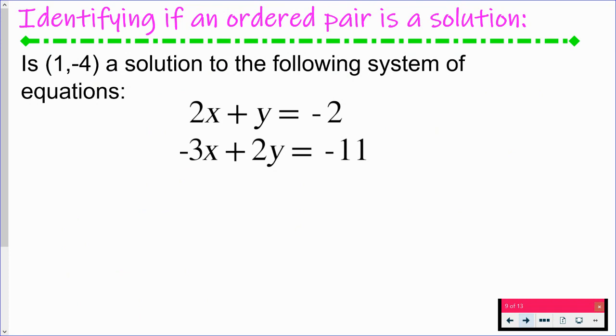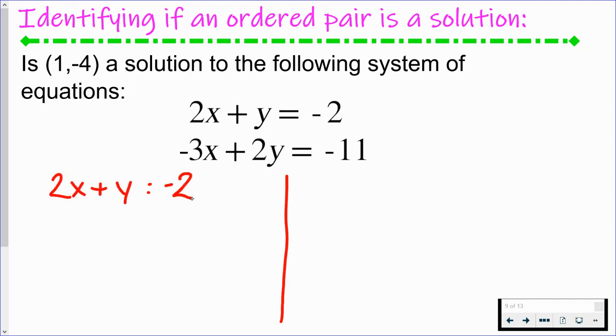And finally, our last example of the day is we are going to test out 1, -4 in the following equations. Now, sometimes they're not going to be in slope-intercept form. Sometimes you'll see them in standard form. And that's okay. Just plug it in and figure it out. So I'm going to set up my 2 equations. I'm going to do 2x plus y equals -2 over here. And then I'm going to do -3x plus 2y equals -11 over here.